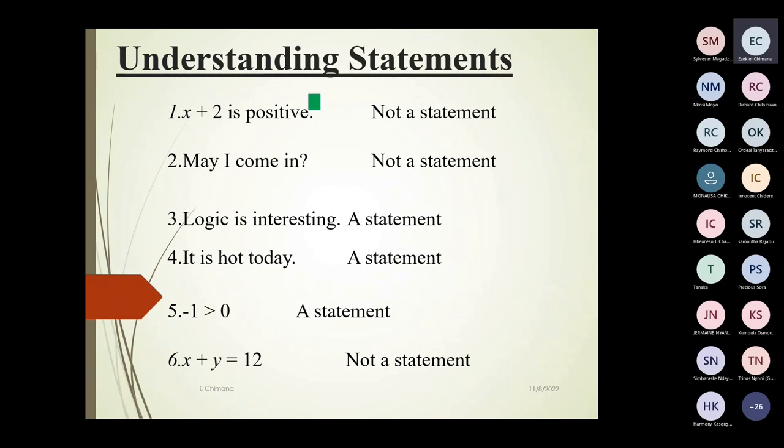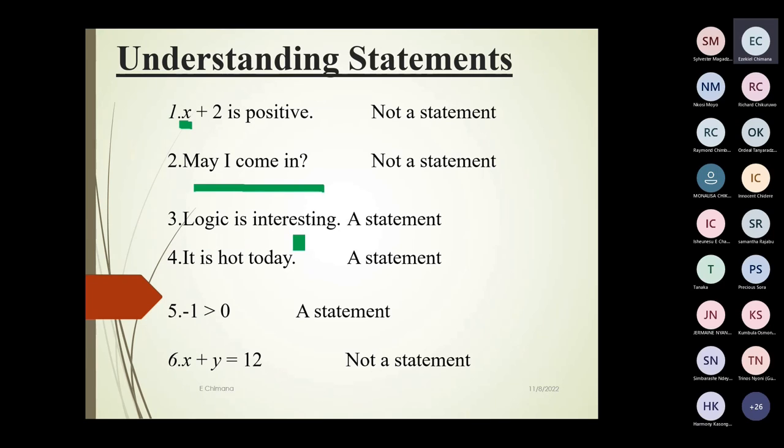Understanding statements. X plus 2 is positive. This one is not a statement. Why? Because we do not know the value of x, so we cannot determine whether this one is positive or not. So it's not a statement because we do not have its truth value. Even here, if you say may I come in, is it a statement? There's no truth value there.